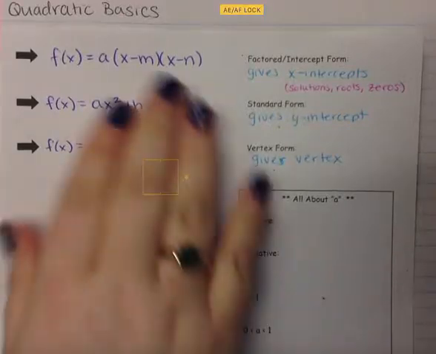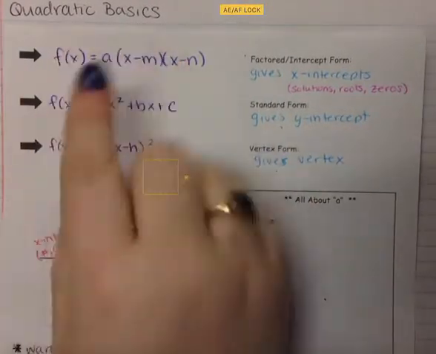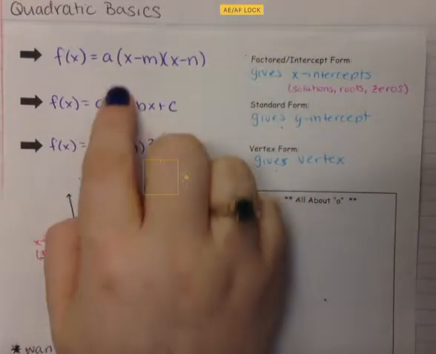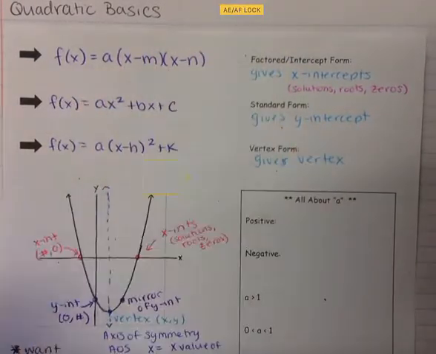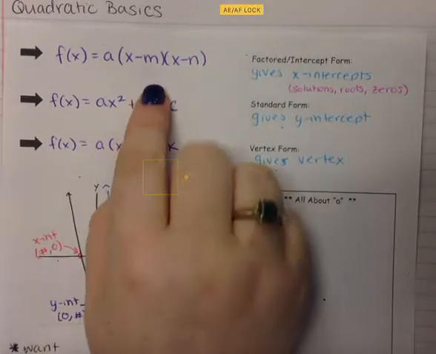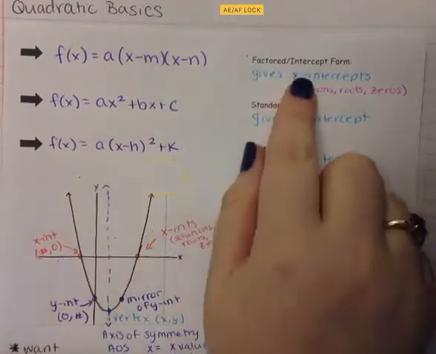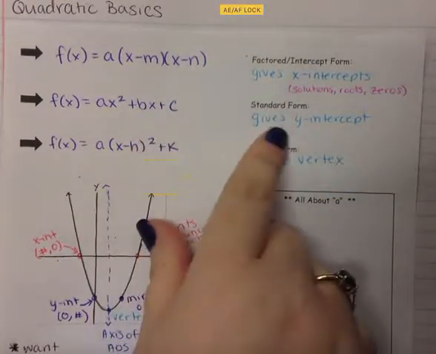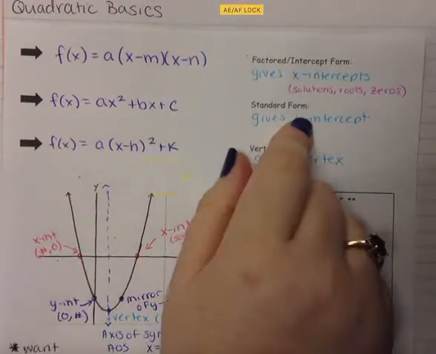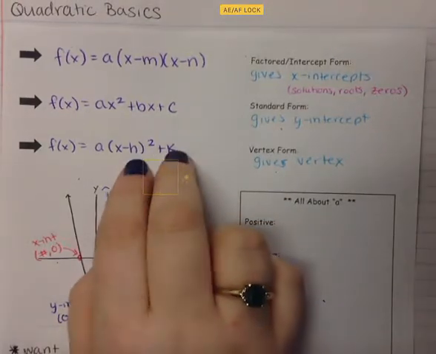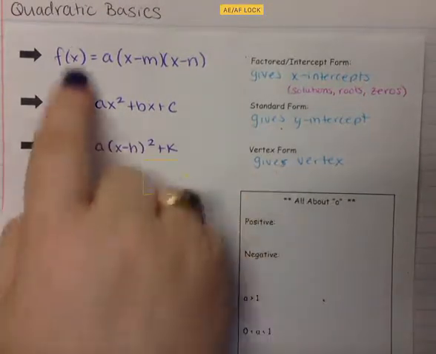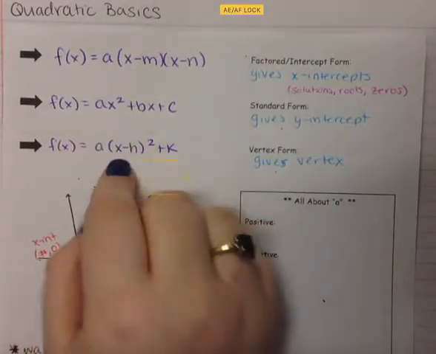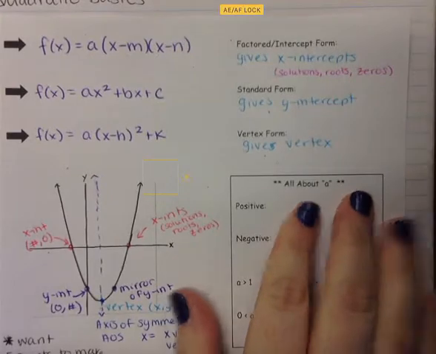Now, if we look back at the equations, all of the equations have an f of x, which stands for y. They all have x's in them. They all have a's in them, but then all the rest of the letters change. That's because the other letters are what give you your x-intercepts. Your m and n are your x-intercepts. Your c value is what gives you your y-intercept. And the h and k are what give you your vertex. So f of x stands for y. x stands for x. So what does the a stand for? That's what we're going to talk about. It's all about the a.